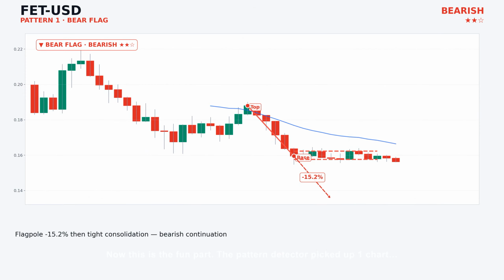Pattern number 1, this is the bear flag. It's a bearish formation with 2 out of 3 strength. Flagpole, 15.2%, then tight consolidation. Bearish continuation. You can see on the chart exactly where the key swings line up. That's what confirms the structure, not just my word for it. The textbook measured move projection is 15.2%. That's the typical decline once the pattern fully completes. It's a guide, not a guarantee. So we still need our SL in place.